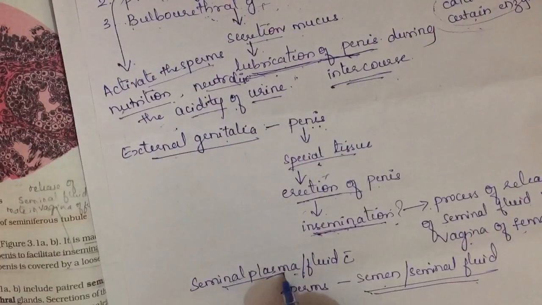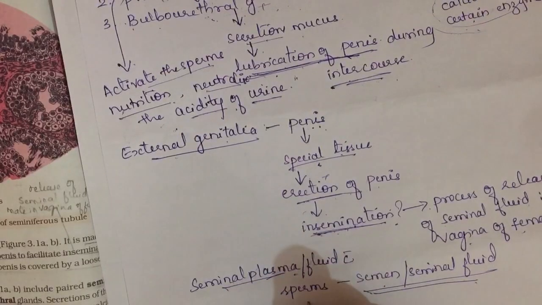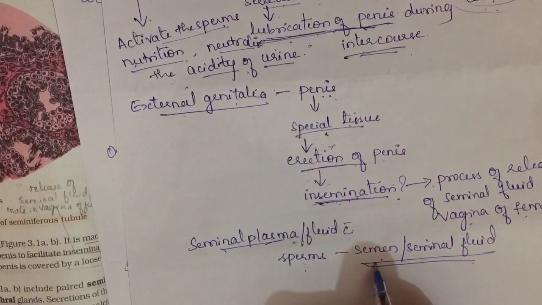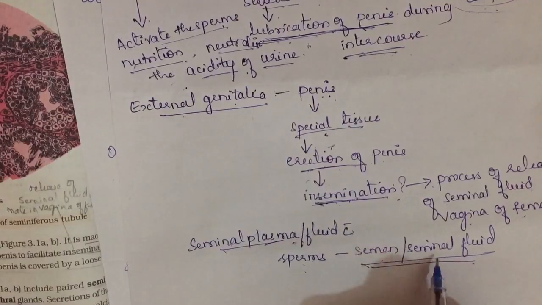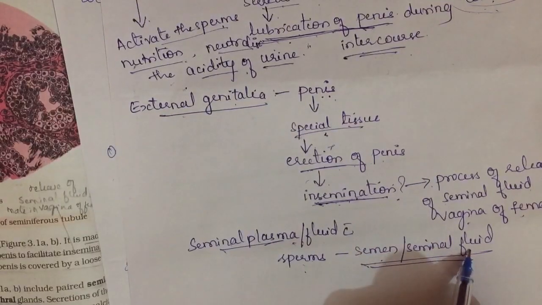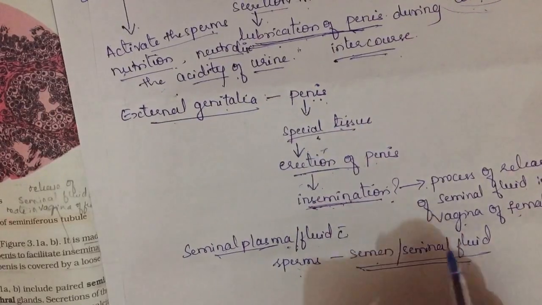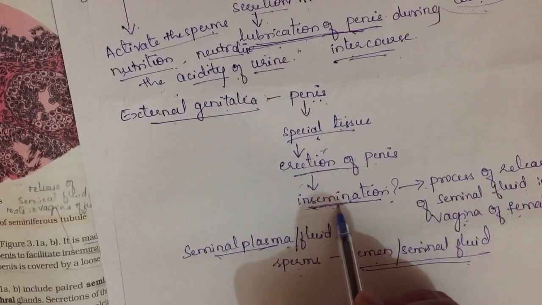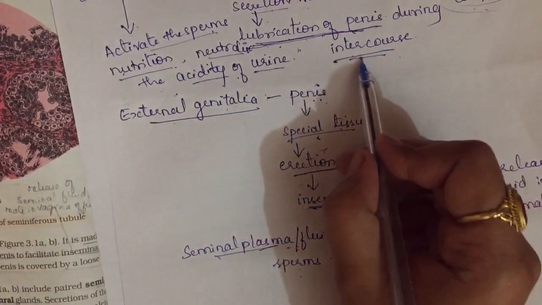Now seminal plasma or fluid with the sperms, when both are mixed together, leads to the formation of semen, or it is also called seminal fluid. When this semen is released in the vagina of the female, we call it insemination, and that act we call intercourse.